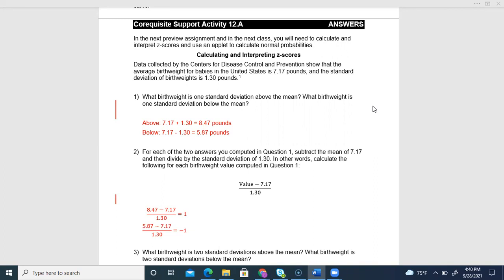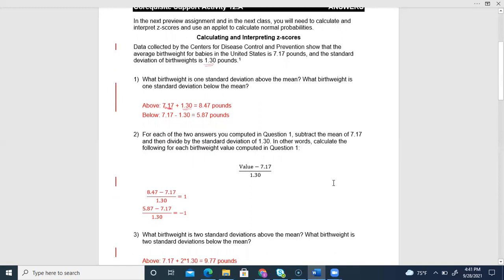So if I have the mean, 7.17, to go one standard deviation above, you add 1.30, since the standard deviation is 1.30, and you get 8.47. If you want to go one standard deviation below the mean, you subtract 1.3 from 7.17, and this is the answer.